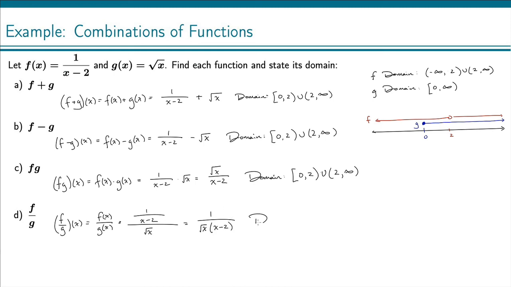Now for the domain of this, there's only one extra condition that we need to take into account, and that's that we're not allowed to include any value of x that makes g of x equal to 0. And of course the square root of 0 is 0, and so x can now not be equal to 0 either. And so for our domain, we're going to have 0 to 2, but we don't include the 0. And then continue on with our 2.